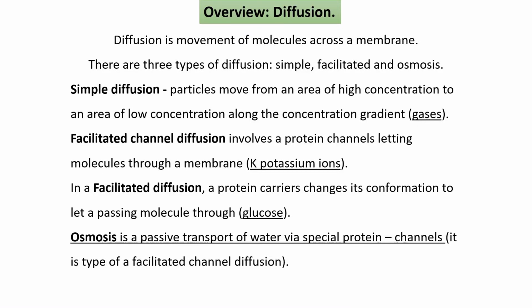Facilitated or channel diffusion involves protein channels which let molecules through the membrane. An example for this would be potassium ions. In facilitated diffusion, a protein carrier changes its conformation to let molecules pass through, for example, glucose. Osmosis is a passive transport of water via specialized protein channels, and it's a type of facilitated channel diffusion.